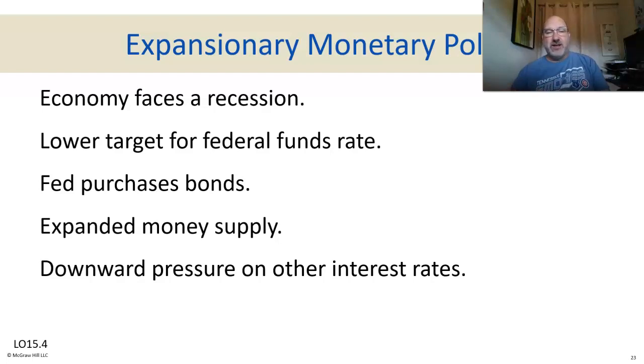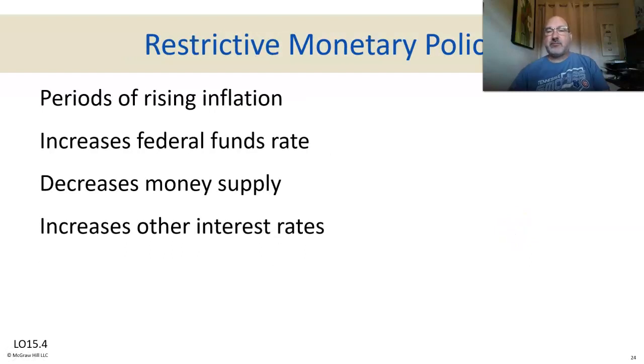So if the economy faces a recession, we're going to lower the target for the federal funds rate. The Fed's going to purchase bonds. Remember, if they purchase bonds, that puts money into institutions or people's hands. And then we've expanded the money supply. And there's downward pressure on other interest rates. We're trying to make money cheap. Interest rates are the cost of money. We're trying to make money cheap so that people will go out, borrow money, spend said money.